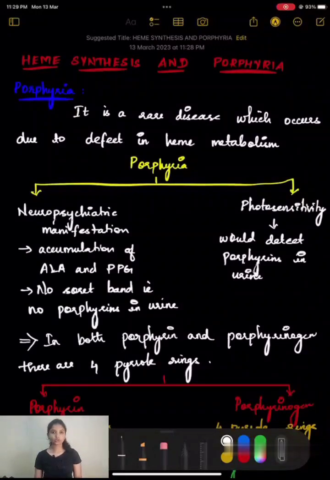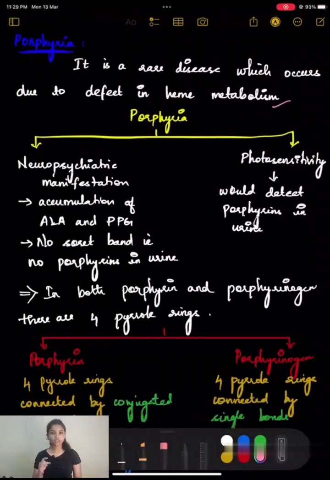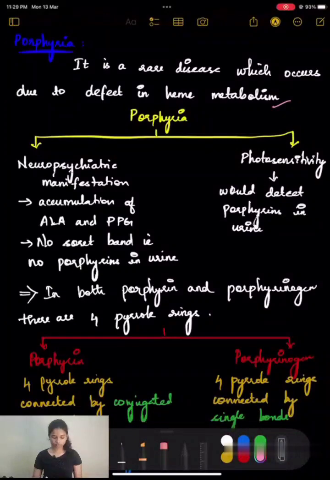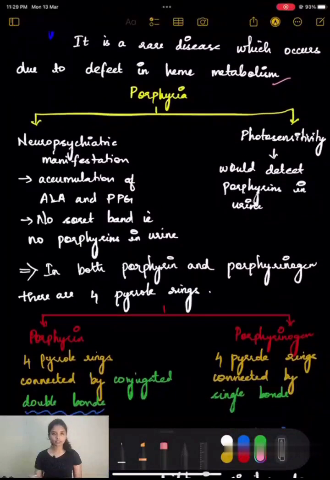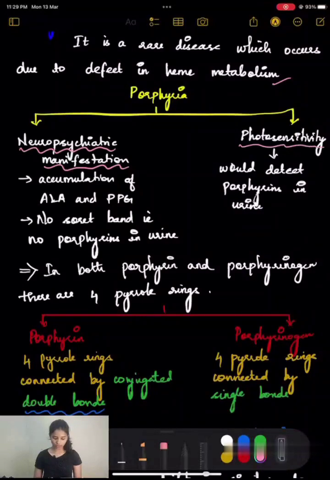Okay, let me tell you what is porphyria. It is a rare disease which occurs due to the defect in the heme metabolism. It can be presented either with neuropsychiatric manifestation or with photosensitivity. I'll tell you the heme metabolism later. Whenever there is neuropsychiatric manifestation, there is accumulation of ALA and PBG.